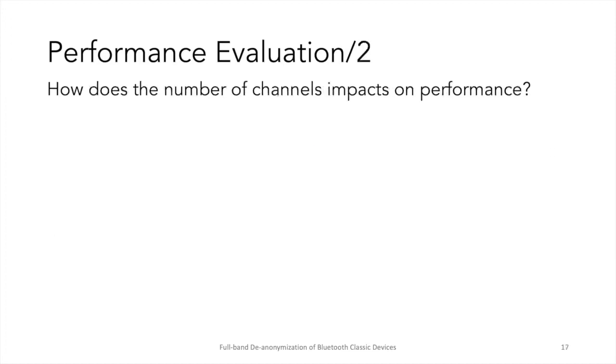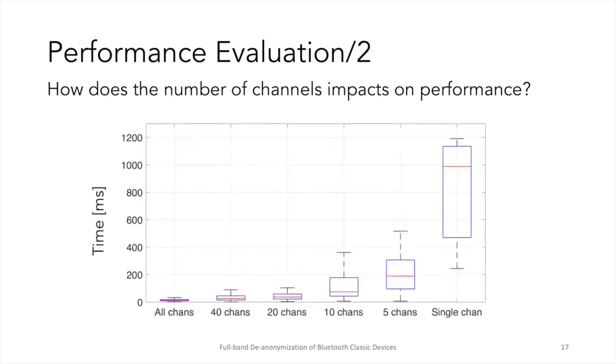When we reduce the number of channels that we are snooping on, it's easy to imagine that performance will degrade. This box plot shows how much traffic we need to capture in order to solve the UAP of a target connection. While the median when snooping on all channels is only about 12 milliseconds, it can go up to almost 1 second if we restrict ourselves to single channel sniffing.